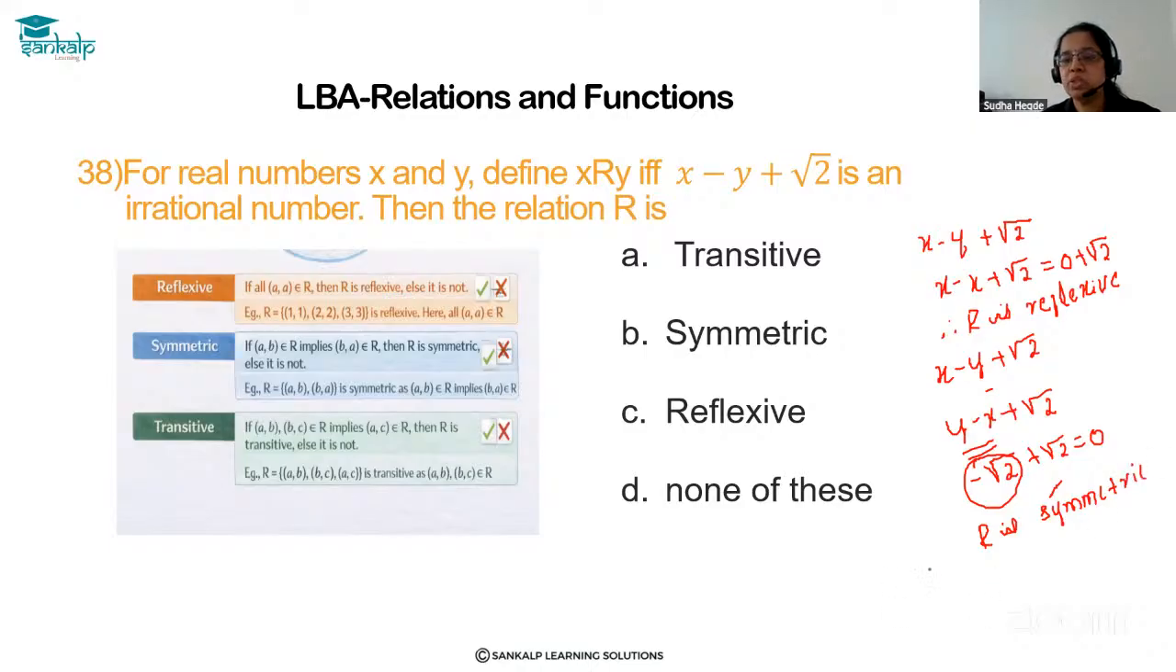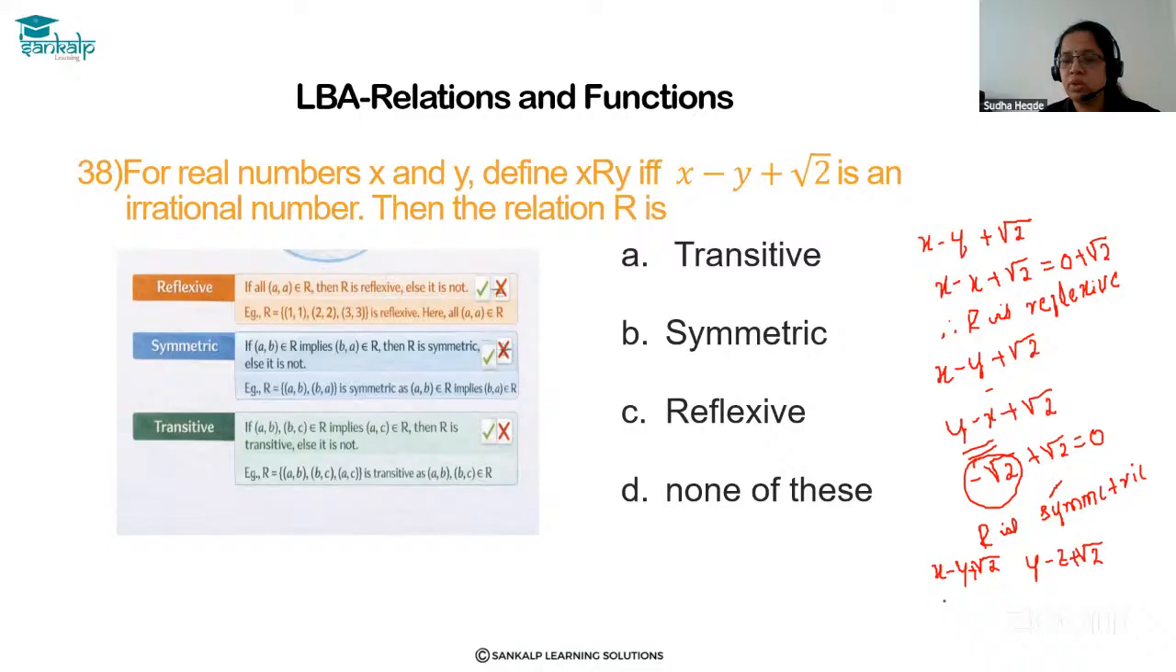Okay. Now check transitivity. X minus y plus root 2 is irrational. And y minus z plus root 2 is irrational. Then check whether x minus z plus root 2 is irrational or not.